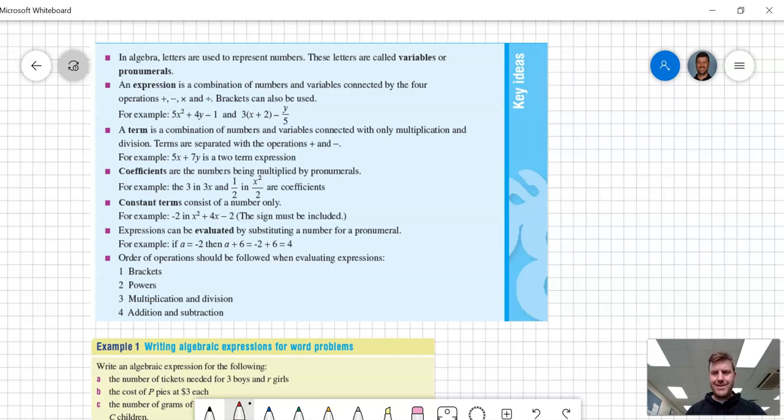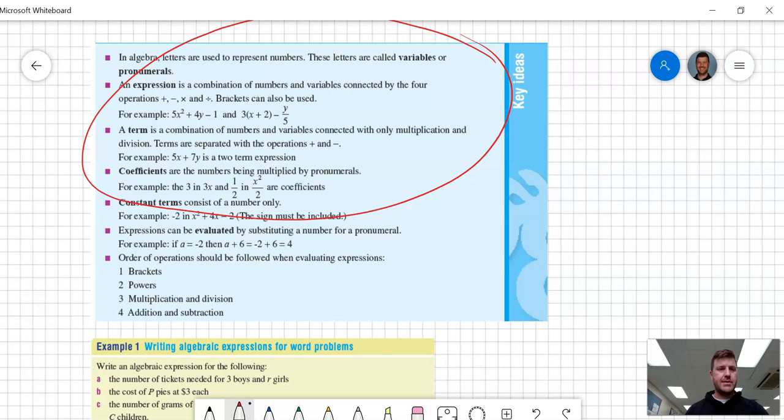Now, just looking at the key ideas here, most of these dot points I've covered in my previous video, the language of algebra, so I won't go over those things again, but I just want to draw your attention to these bottom two dot points about evaluating expressions. Okay, and we're going to focus again on expressions today rather than equations at this stage.